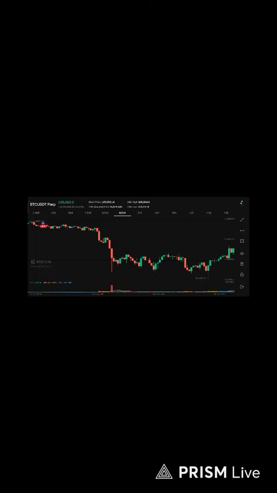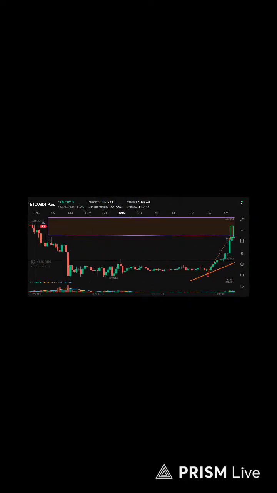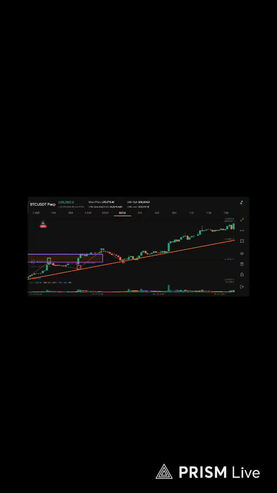The break of structure is very, very necessary when it comes to trading. You need it to analyze the market. You need it to know where the market is trending, so that it can give you a clear direction of the current status of the market. That is how it is.